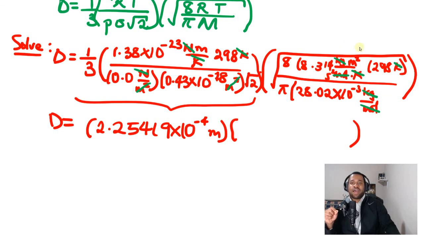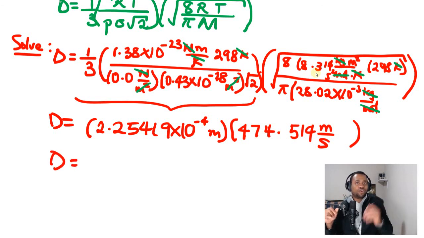As a result of that, once you do the square root of all the constants in this square root, we're going to have our number to be 473.514. Take note that this now will be in meter per second. Therefore our specific diffusion coefficient is finally going to be our value once you multiply the constants.